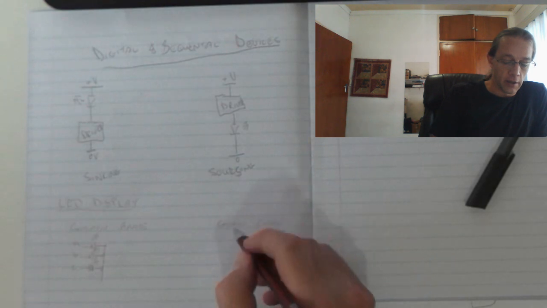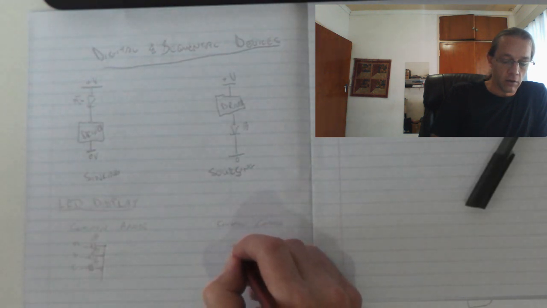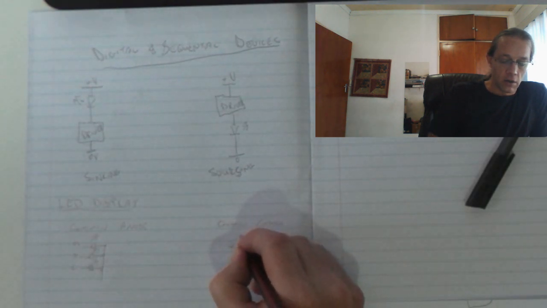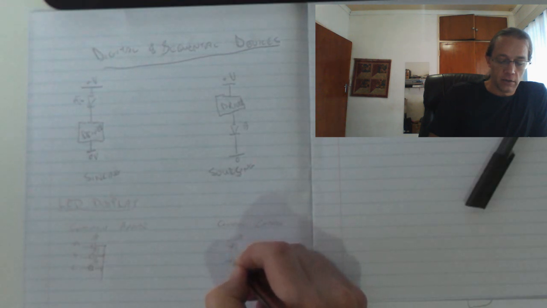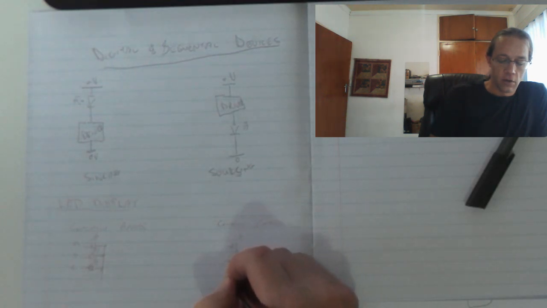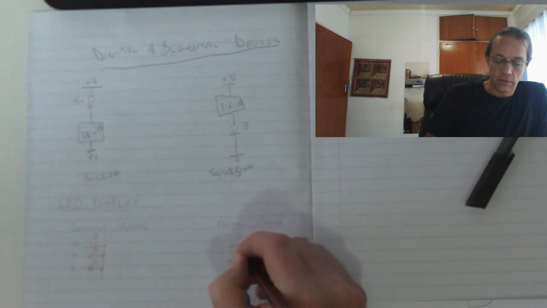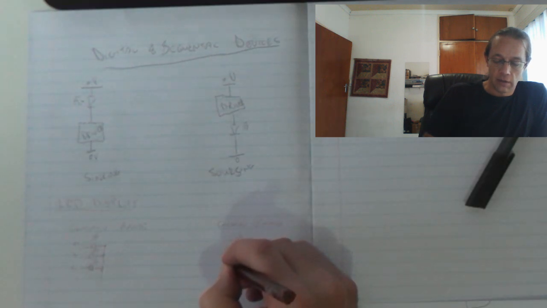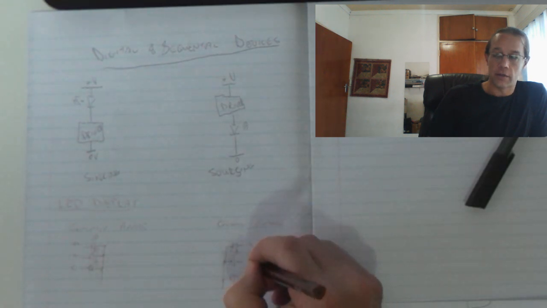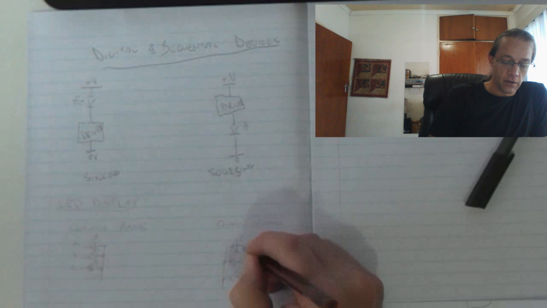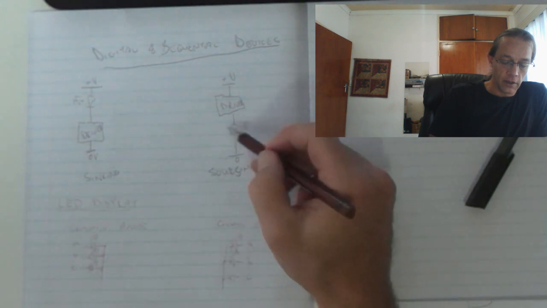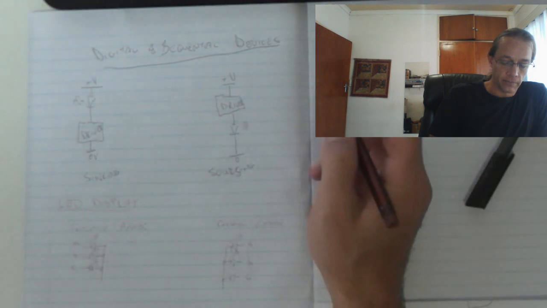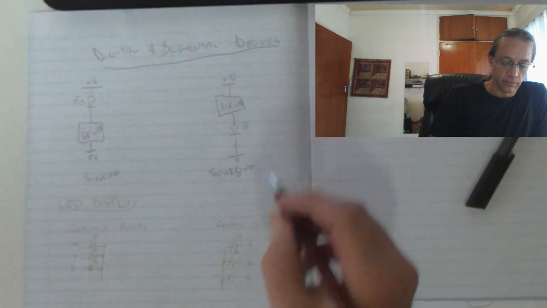The common cathode, we've got exactly the same, except now our LEDs are reversed in such a way so that all the cathodes are connected to the common point, and then we will have the driver connect to the anodes, and that will then in turn allow us to source the signal.